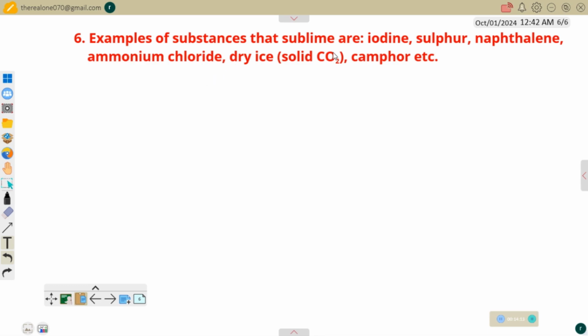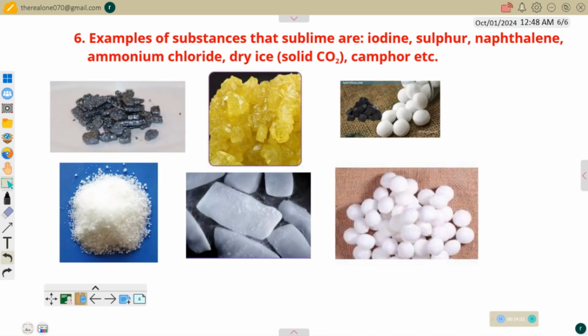Dry ice is solid CO2. So the solid carbon dioxide, when it is heated, changes directly from solid to gas. Then we have the camphor. Camphor also changes directly from solid to gas. So now here are the pictures of these substances that I listed above.